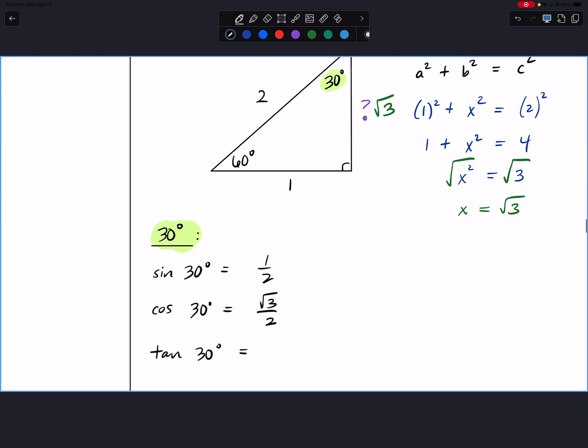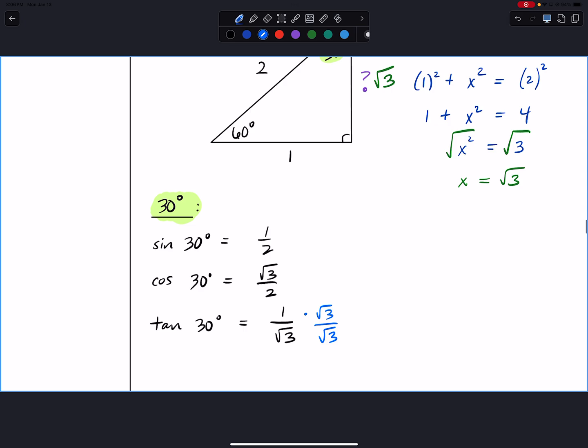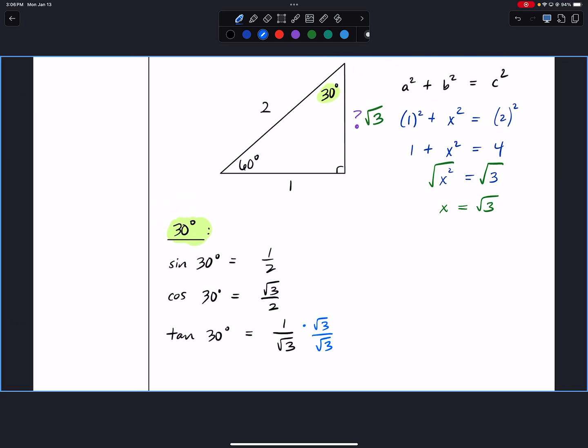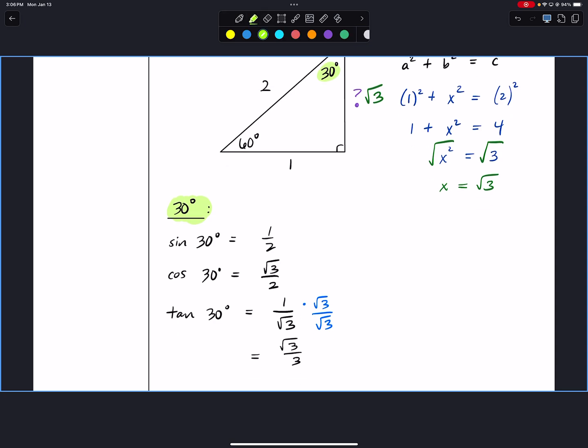Tangent is what over what? Opposite over adjacent. So opposite of 30 is 1, over square root of 3. Remember, we don't want a radical on the bottom, so rationalize, multiply top and bottom. So this equals square root 3 over 3. Okay.